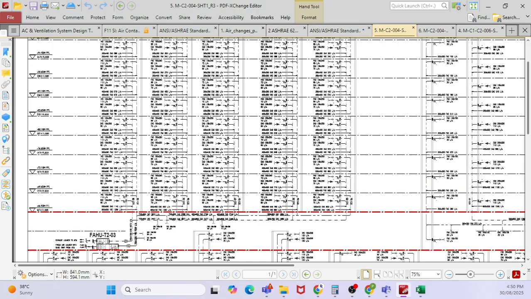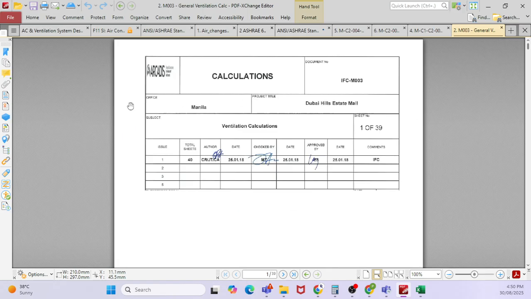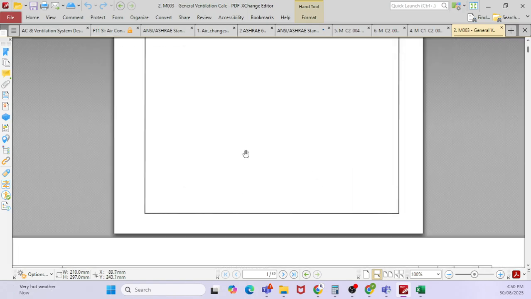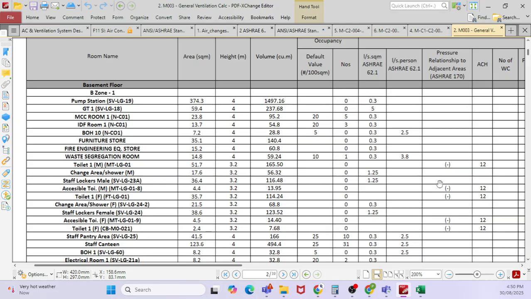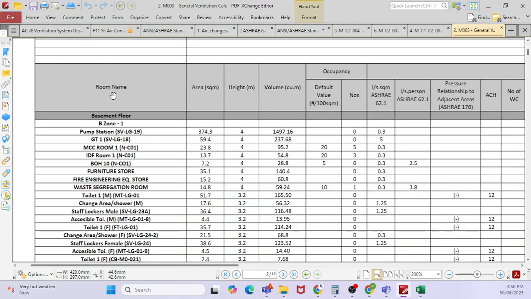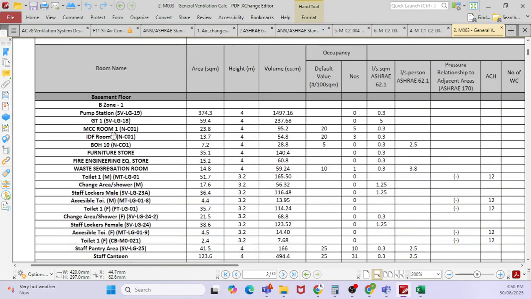Okay, and I will be showing you one of the sample calculation here for different projects. Okay, here also you also can see that ventilation summary. Okay, this document I will be sharing with you. You can see that room name. There are different room names here: pump station, IDF room, furniture store, accessible store, and I have an area here. This is based on the furniture layout.